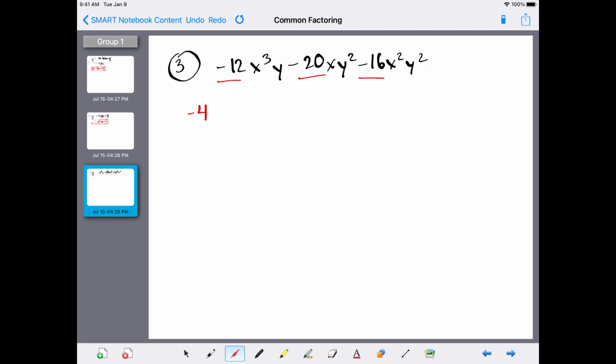And next, we're going to look at the letters. Let's look at the x's. We have an x cubed in the first one, x in the second one, and an x squared in the third one. So we can only take out one x because the second term only has an x term. And now we look at the y's. There's a y squared, and a y squared, but because there's only a single y in the first term, we can only take out a single y.